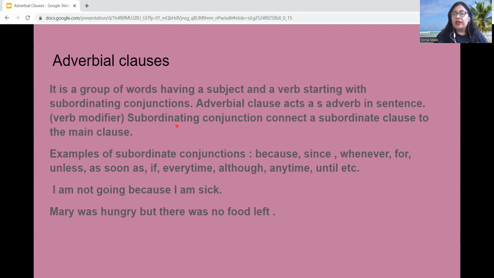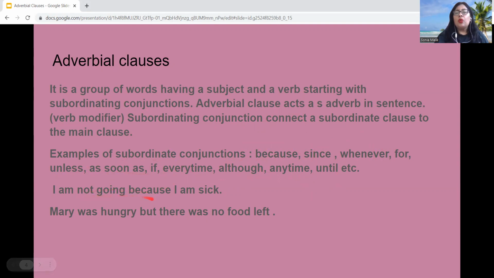So what is a subordinating conjunction? It connects a subordinate clause, meaning the dependent clause, to the main clause. So the dependent clause does not have its own meaning, right? For example, any clause that is starting with because, since, whenever, for, unless, as soon as, if, every time, although, anytime, until, etc. These are examples of subordinating conjunctions.